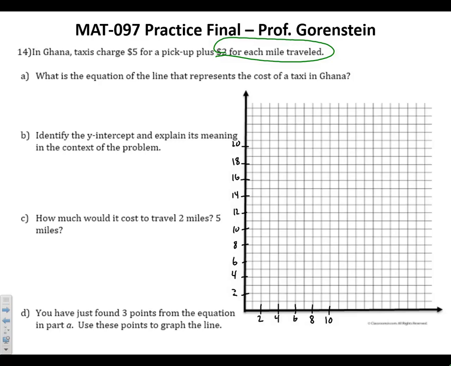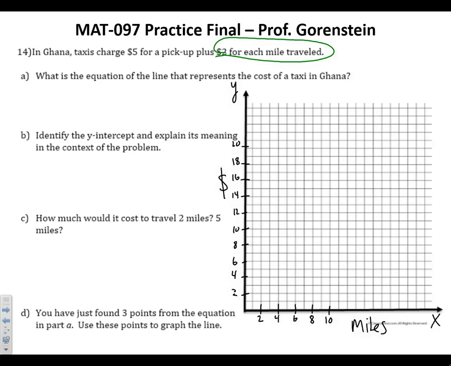The amount of the total charge is changing based on the number of miles driven. So that's the rate of change of the total cost. The rate of change here is 2. So if we let x represent the number of miles, and we let y represent the total cost, then the rate of change of this line will be 2.